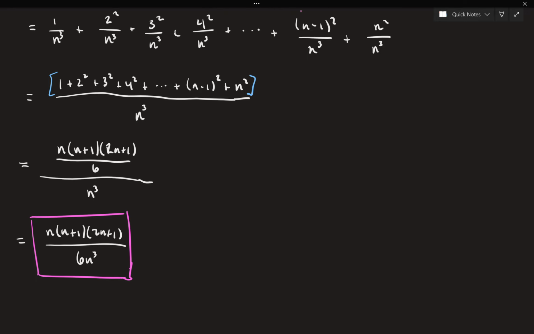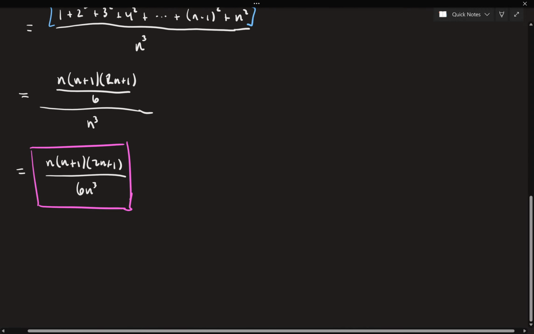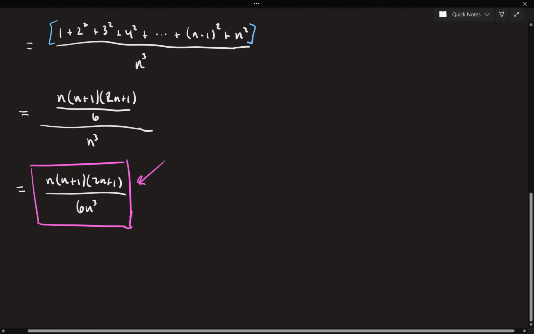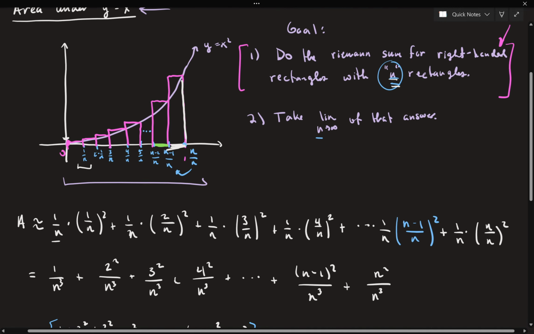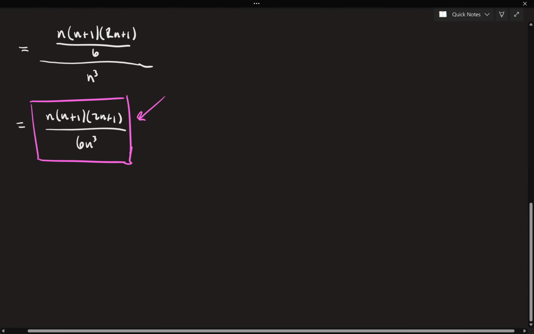I think that's all I can simplify it. So this is the Riemann sum for right-handed rectangles with n of them. If you give me 1,000 and you plug it into this formula, that'll give you the approximation that has 1,000 rectangles. I can't even draw them that small. I mean, they'll go up and up and up, and there's 1,000 of them packed in that length 1 interval.